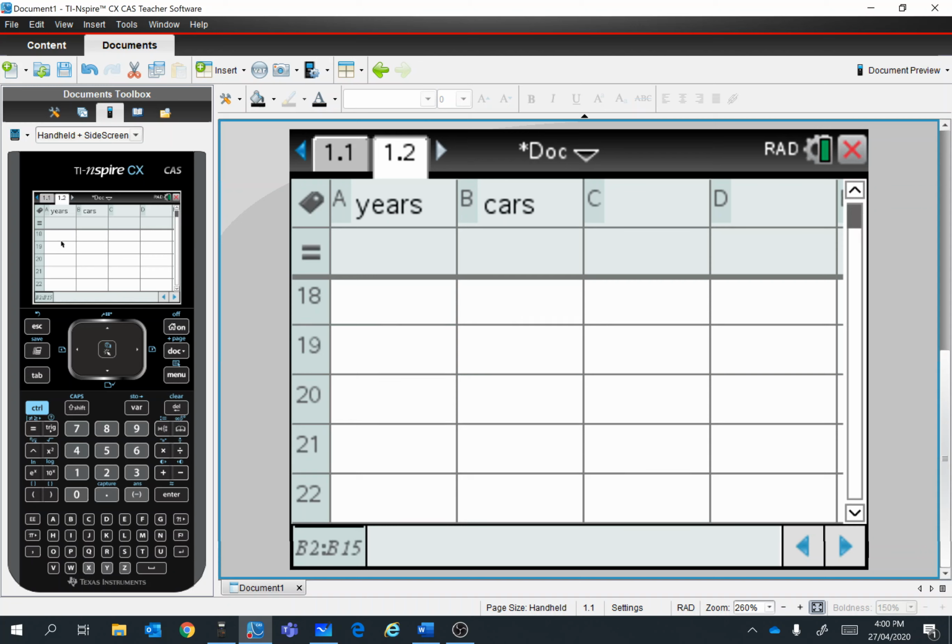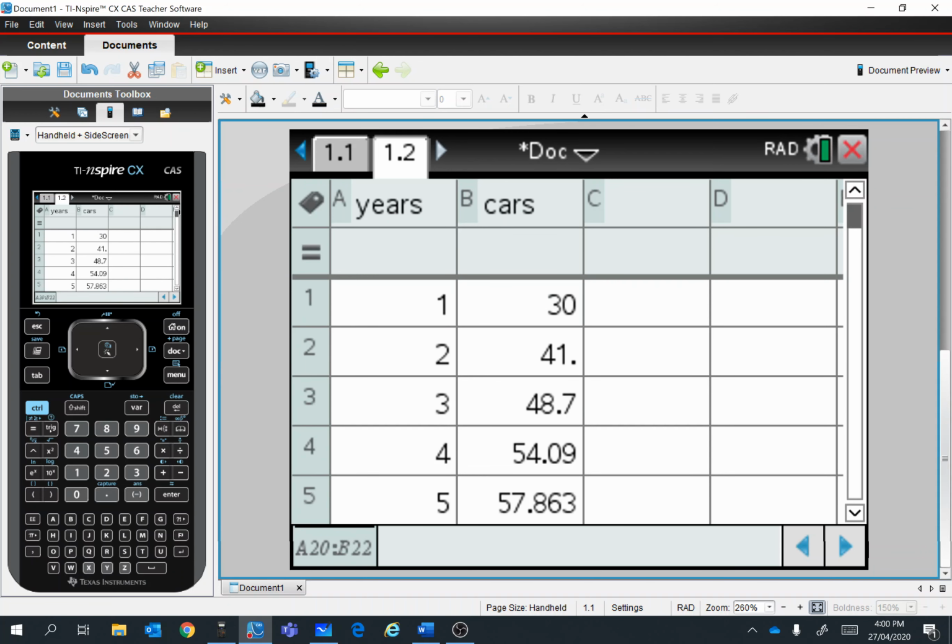Now, oops, I've just lost him there. I'll try and find him again. Okay, so you can see that that matches what we got before on the other calculator.